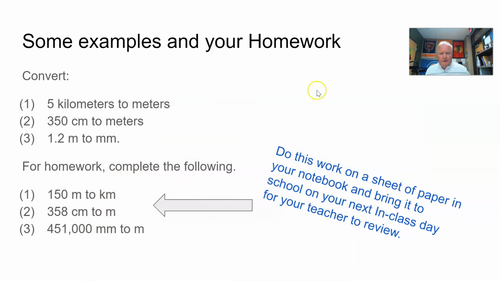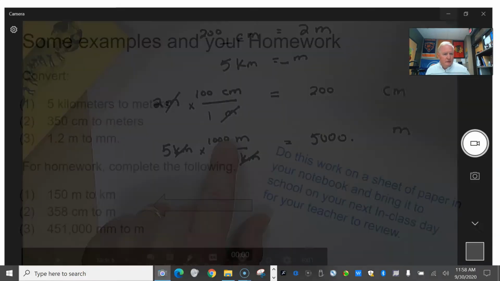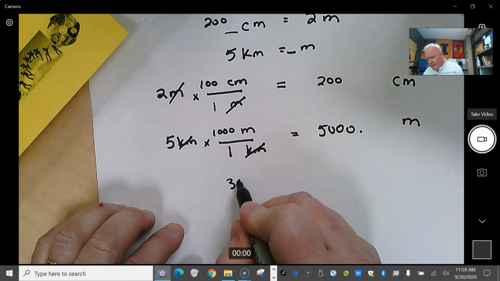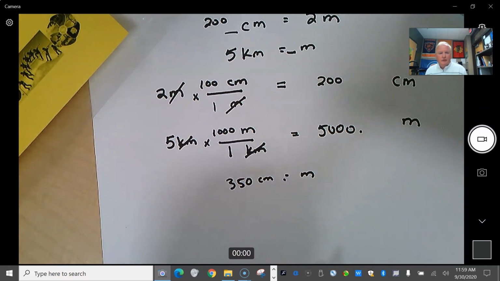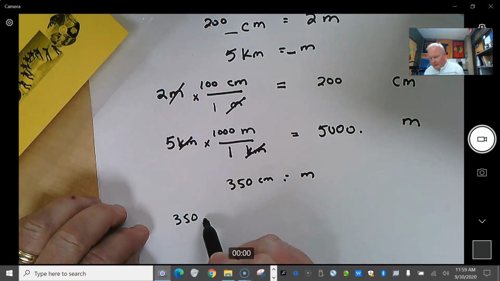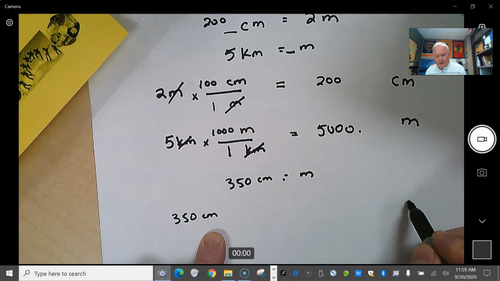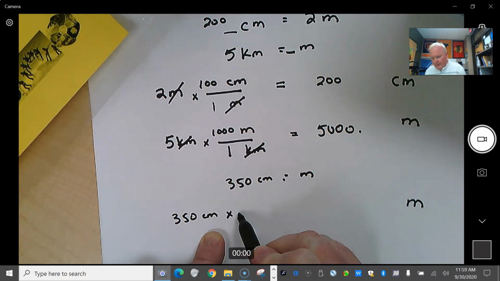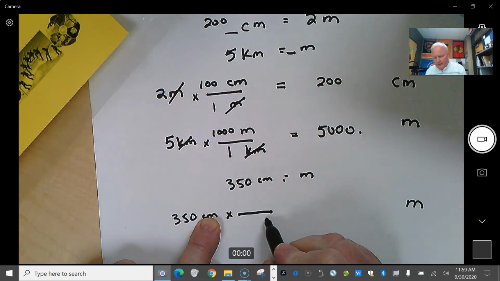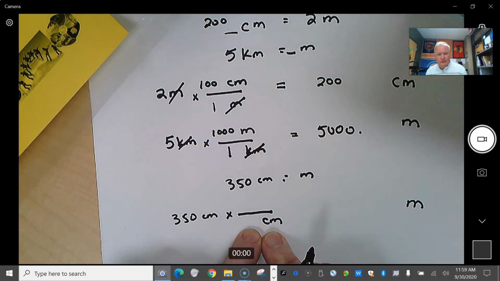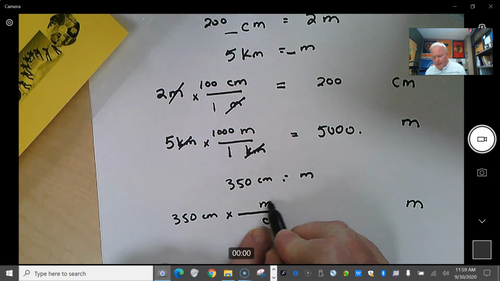So the next example that they ask us to do is 350 centimeters to meters. And so how do we do 350 centimeters to meters? Okay. So step 1, write down our given, 350 centimeters. Write down our goal over here. That's what we're trying to get to. Step 2, build a conversion factor. That's just simply drawing a line, right? Step 3, we want to get rid of centimeters, so we put centimeters opposite. We want to get meters, so we put that up here.